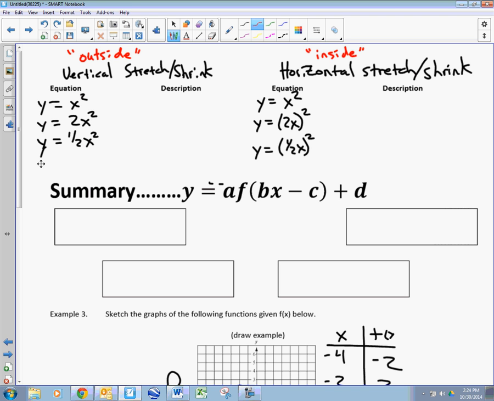Now, if you see a 2 in front like that, it's simply a vertical stretch by a factor of 2. What do you think will happen if we have a 1/2 in front? Vertical shrink.